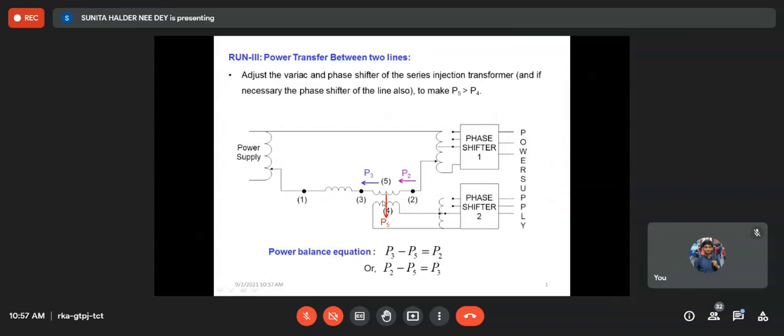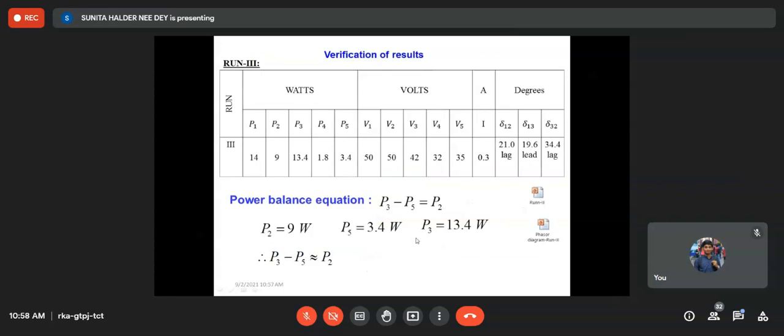So what will be the equation? P2 minus P5 equal to P3. The second equation will be valid here, right? So in this way, you can write P3 minus P5.